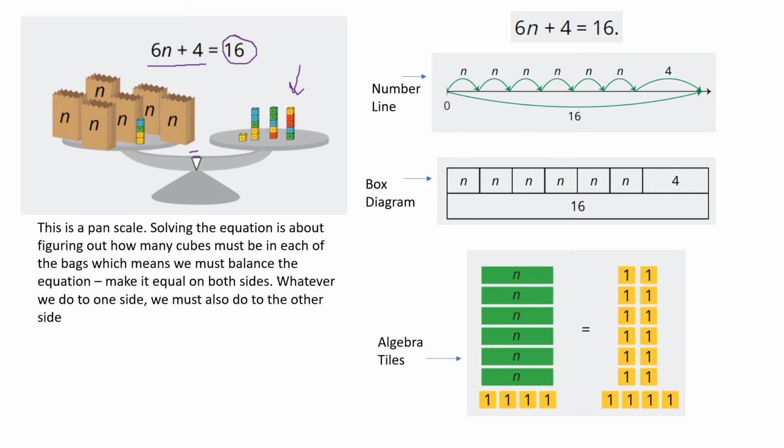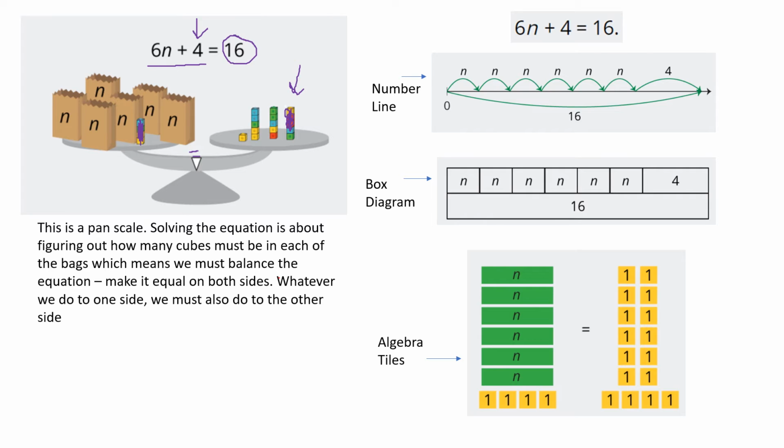So we can take 4 cubes away from the left side. That would be 1, 2, 3, 4. So those cubes are gone there. And whatever we do to one side, we must do to the other to balance it out. So if we took 4 cubes over here, then we have to take 4 cubes away over here. So those top 4 cubes are gone there. So that's our first step.